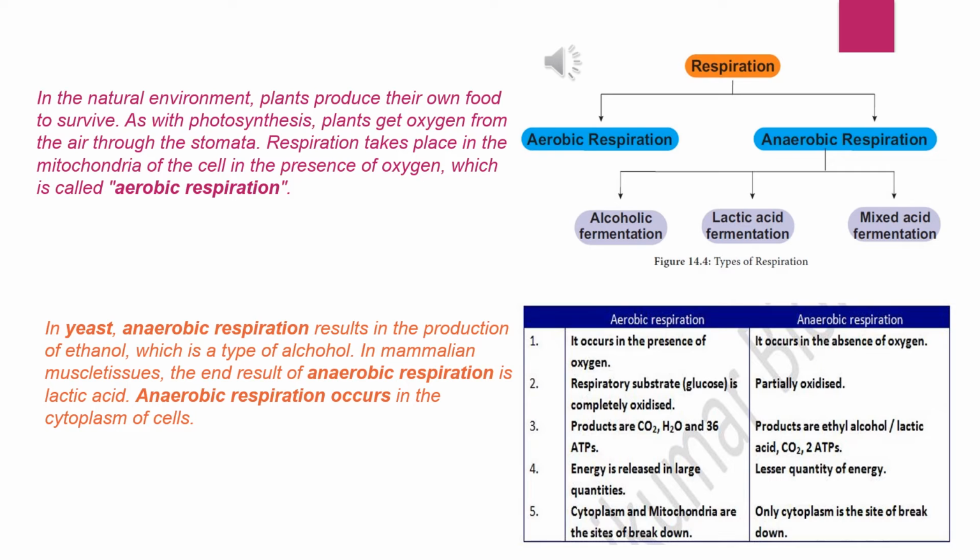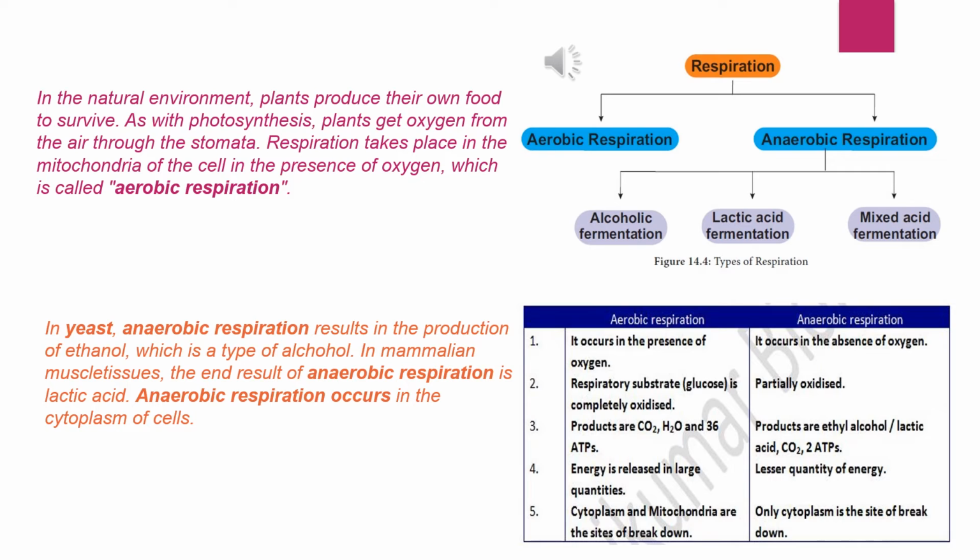So I have discussed that aerobic respiration occurs generally in plants, but in some lower plants like yeast, anaerobic respiration also occurs. Now see the second diagram. There is a difference between aerobic and anaerobic respiration. First one, aerobic respiration occurs in the presence of oxygen, and anaerobic occurs in the absence of oxygen. Second one, respiratory substance, that is glucose, is completely oxidized here, and here partially oxidized.